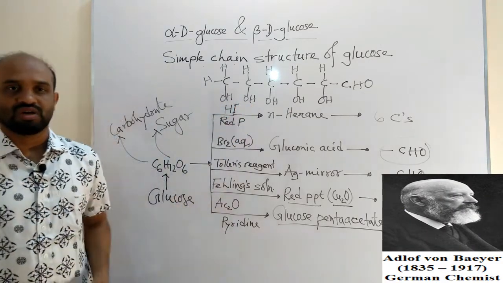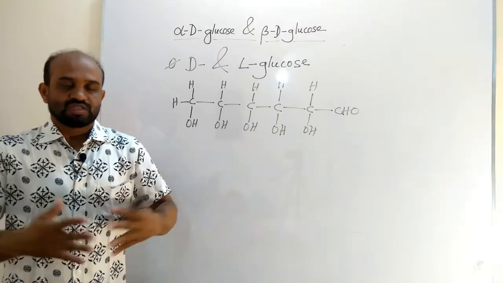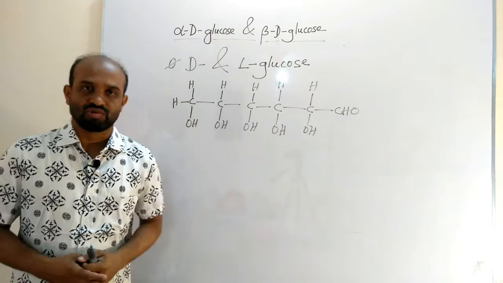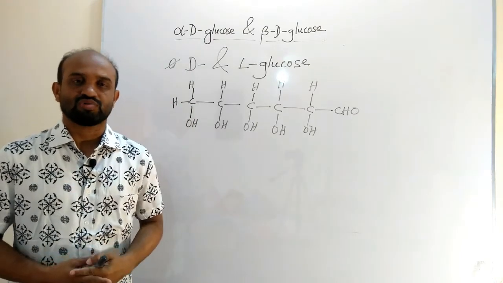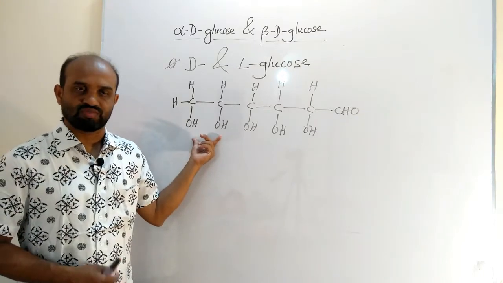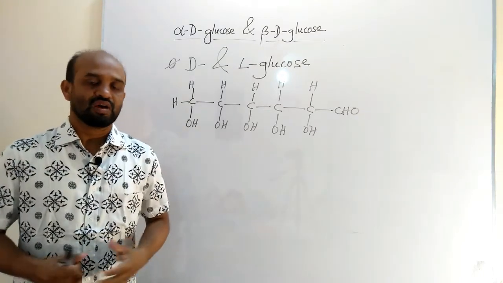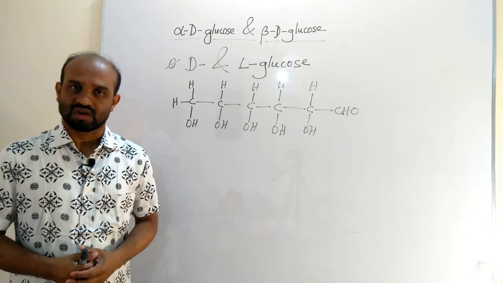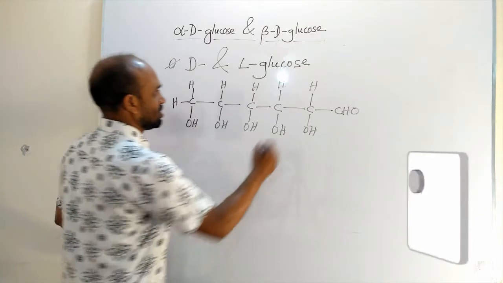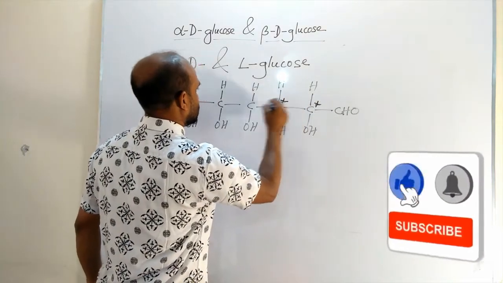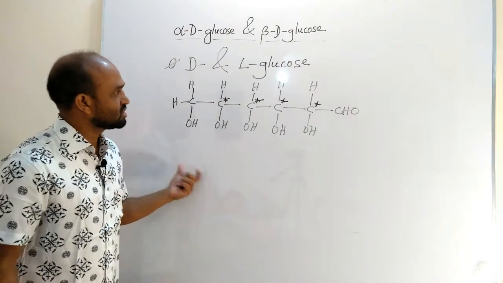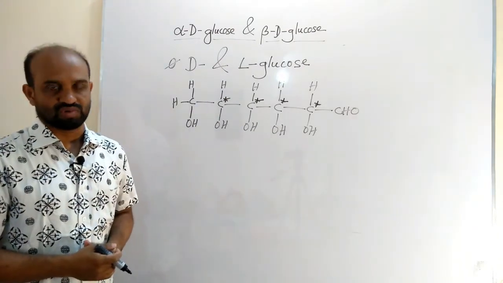Okay, let's move on to the second point. My students, our second point is D and L glucose. From the first learning point, we have learned the simple chain structure of glucose. But at this moment, we will have to learn what is chiral carbon or chiral center. Let's see, in this compound, there are 1, 2, 3 and 4. So in this compound, there are 4 chiral carbons.